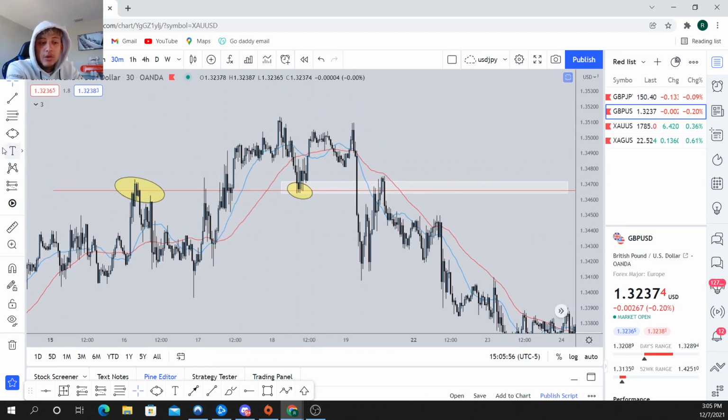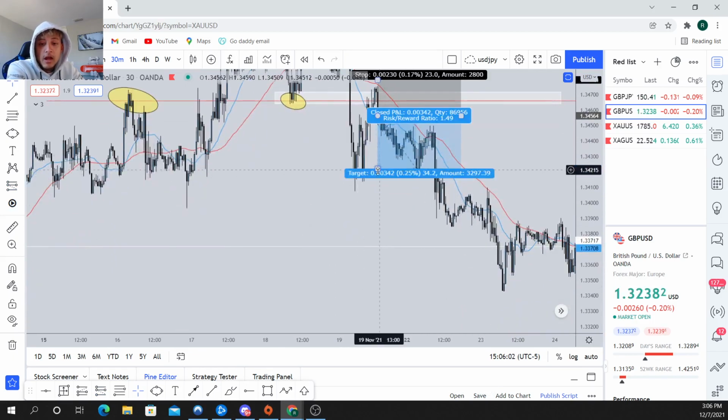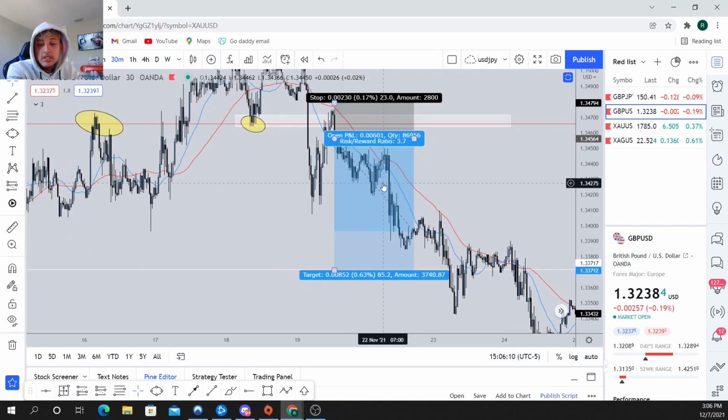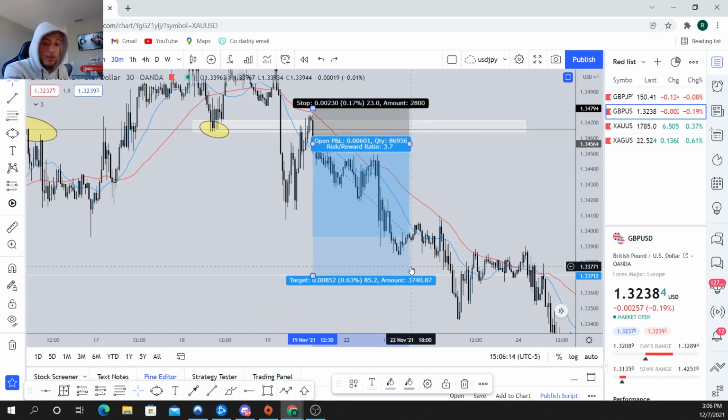What you can always wait for is a break and retest. There's always going to be a break and retest that typically plays out. So your stops go above the high, and then your take profit, again, is your nearest level of support and resistance, which would really be right here, the nicer area. As you can see, we get a 3.7 risk reward ratio. Then price went all the way back down.